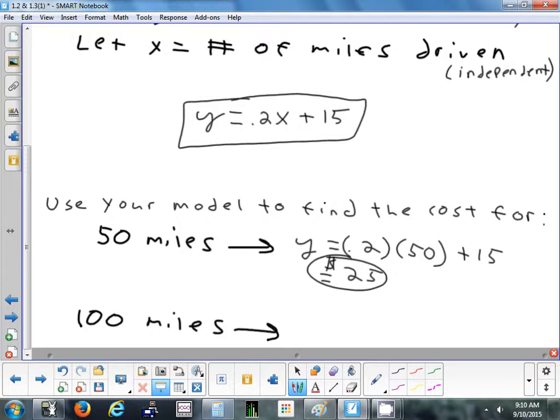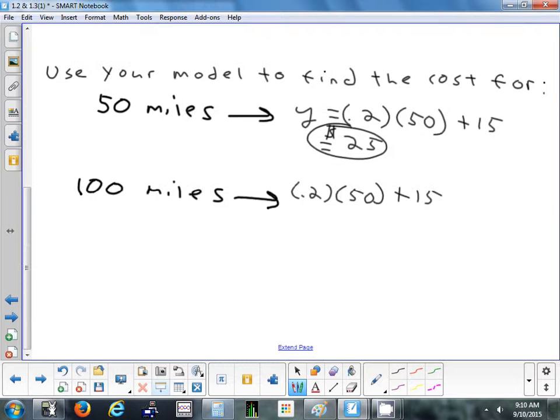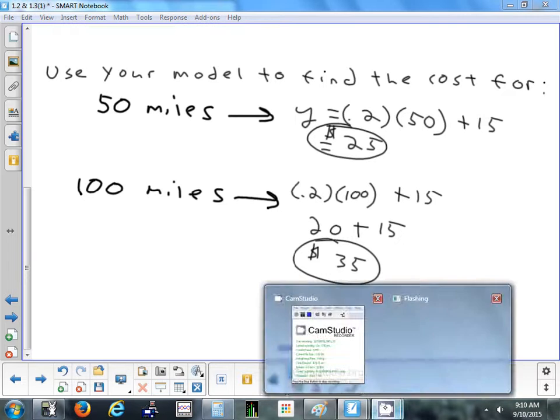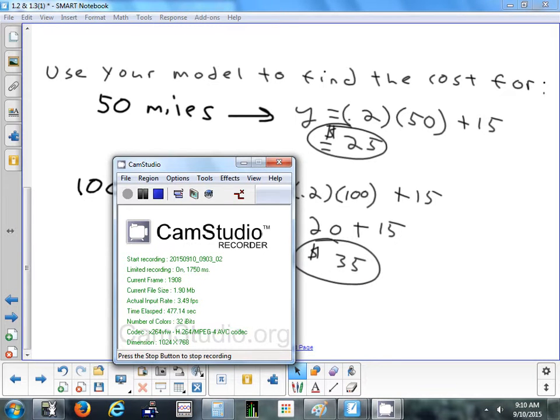All right? So the cost to drive 100 miles. Okay, that's going to be 100 miles. That's going to come out to 20 plus 15, or $35. Any questions on that?